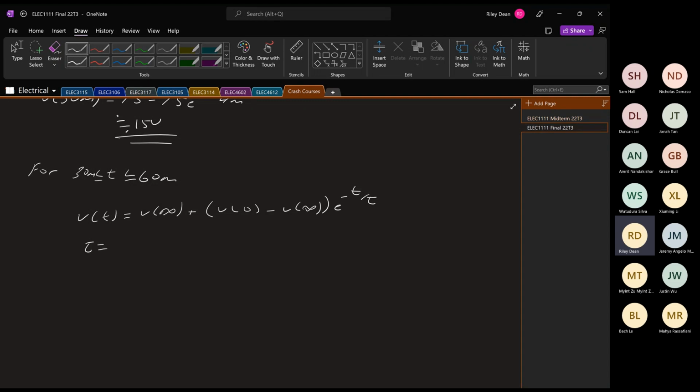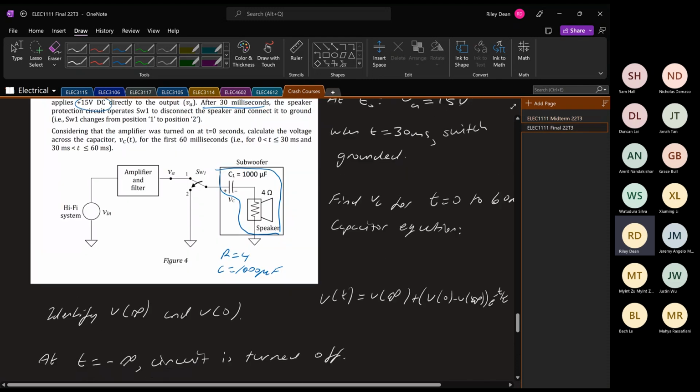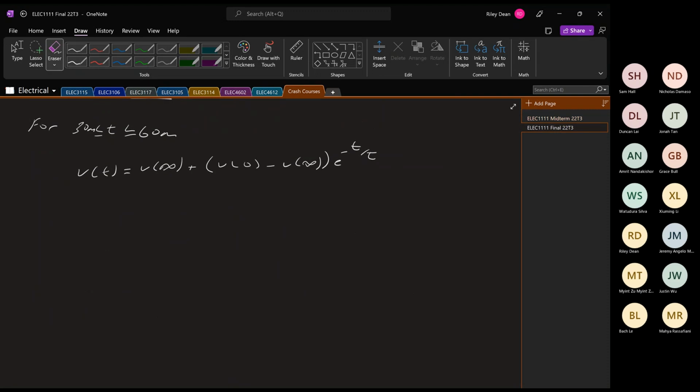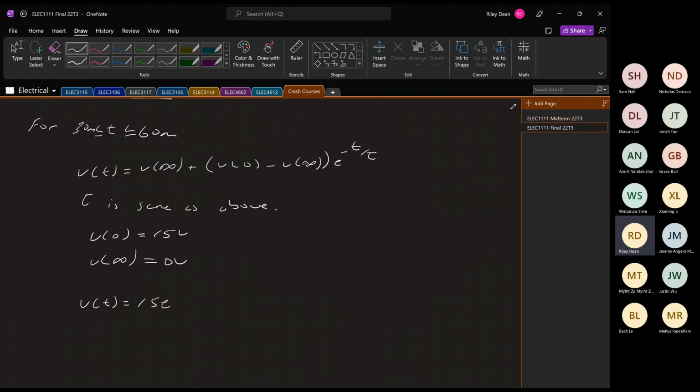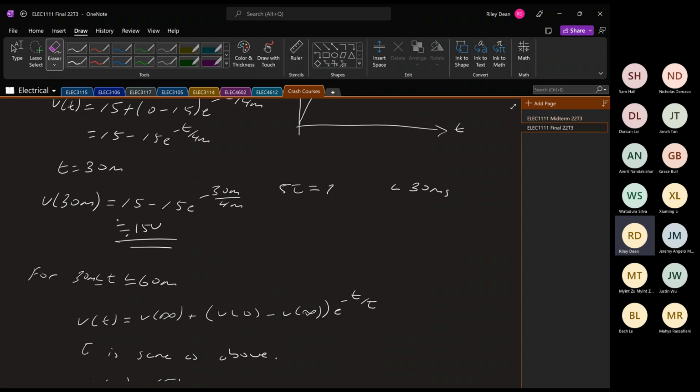We know tau is the same. Because we still have our same resistance and our same capacitance, tau is the same as above. We know that V0 is going to be 15 volts because it's as calculated. And now we have the system grounded. So V infinite is 0 volts, giving us the equation 15 e to the minus t on 4m. Sorry, I did some maths wrong here. That's meant to be 20.